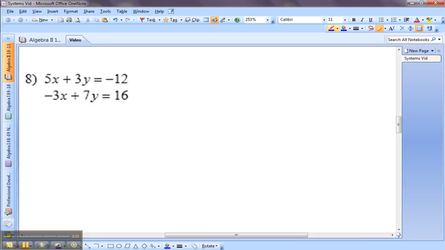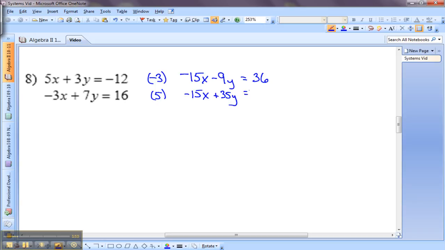To get the same coefficients for x, I am going to multiply the first equation by negative 3, and that will give us negative 15x minus 9y equals 36. The second equation I am going to multiply by 5, and that will give us negative 15x plus 35y is equal to 80.